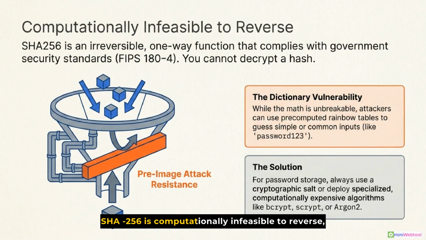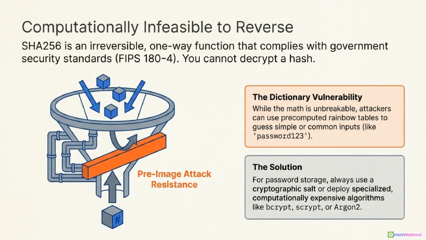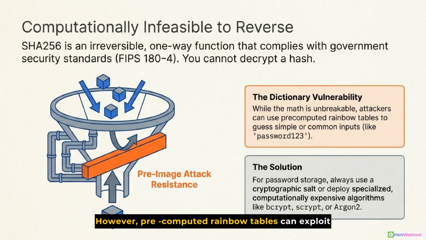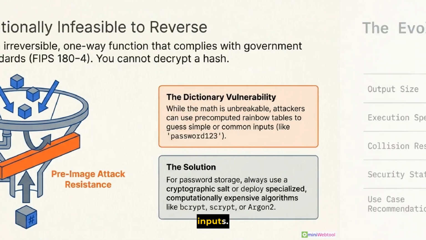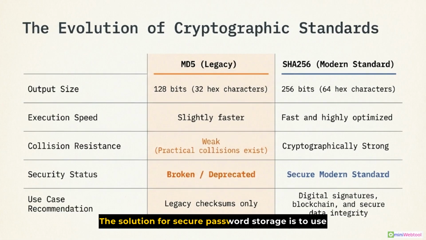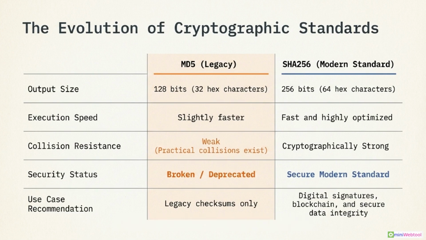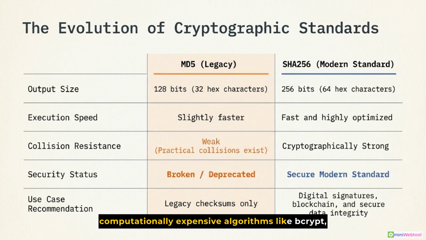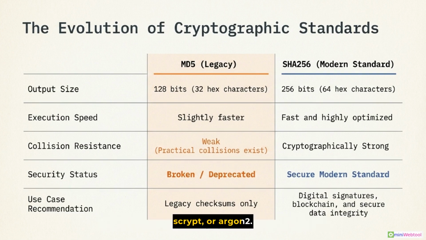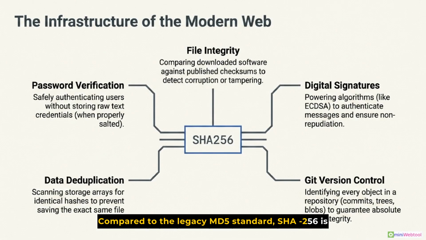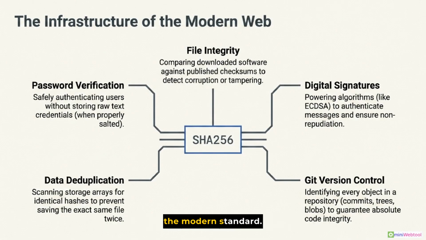SHA256 is computationally infeasible to reverse, complying with government security standards. However, pre-computed rainbow tables can exploit a dictionary vulnerability to guess simple or common inputs. The solution for secure password storage is to use a cryptographic salt or deploy specialized, computationally expensive algorithms like Bcrypt, scrypt, or Argon2. Compared to the legacy MD5 standard, SHA256 is the modern standard.